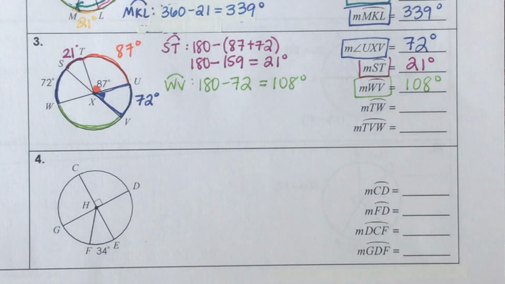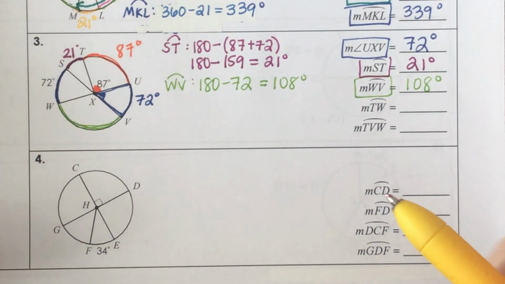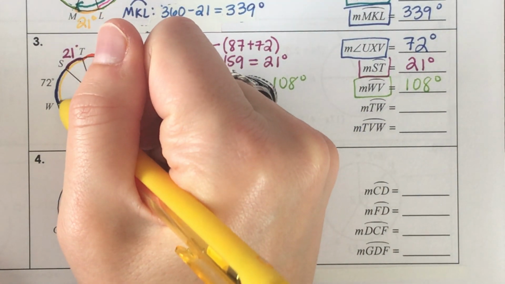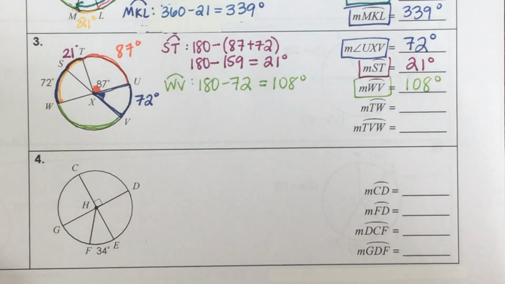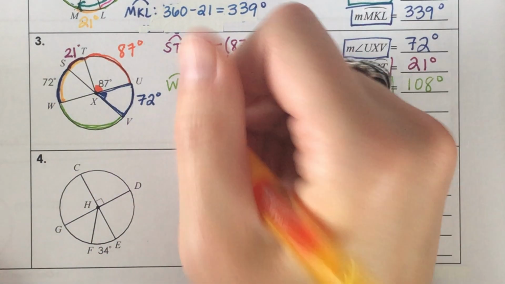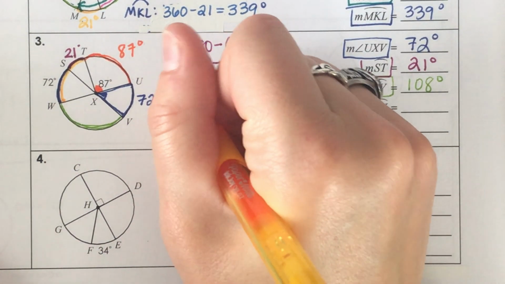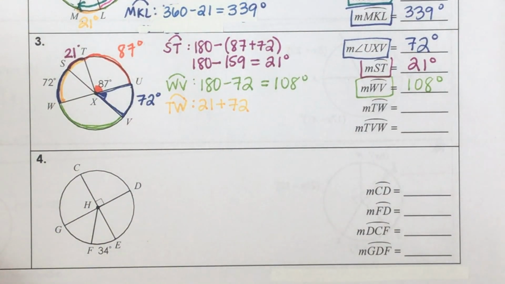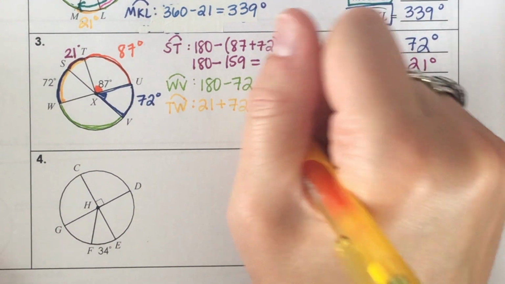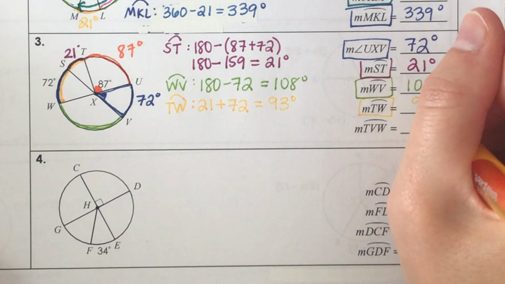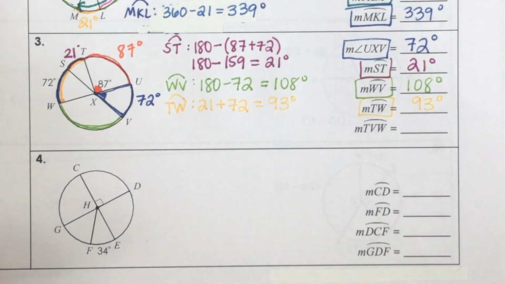All right, TW. Okay, TW is this to this. So to get TW, I can add this pink piece plus this blue piece. So I'm going to do 21 plus 72. If I add them both together, I get 93 degrees. So my answer here is 93 degrees.